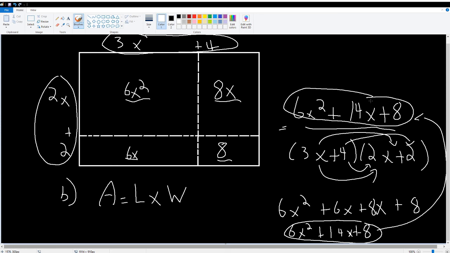And then for part C, it says express the perimeter of the rectangle as a binomial, okay? So let's look at the perimeter, right? Perimeter is equal to 2L plus 2W. In other words, add up 2 times the lengths, and 2 times width and add them together, right? So let's see that.